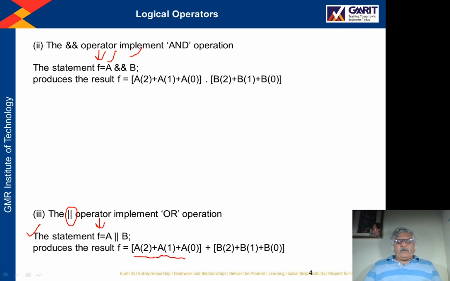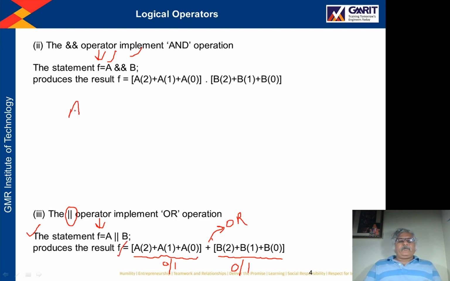It will perform the OR operation over the three elements of the A vector. It will perform the OR operation over the three elements of the B vector. Then whatever is the result, the result will be scalar type. The result will be either 0 or 1 for operand A, and for the B operand it will be 0 or 1. So those single bits will be ORed here. So whatever result you will get, that will be a scalar type, and that will be assigned to this F, right?